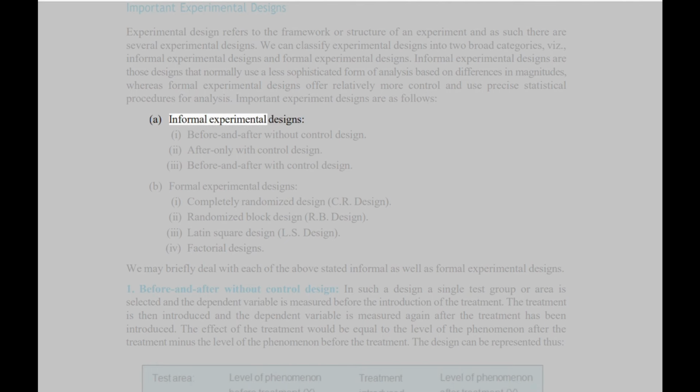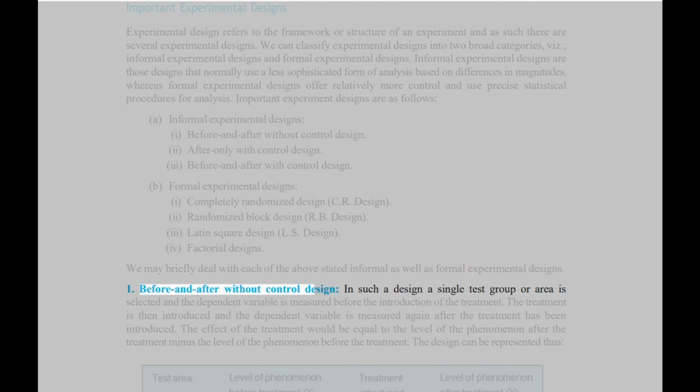A. Informal experimental designs. 1. Before and after without control design. 2. After only with control design. 3. Before and after with control design. B. Formal experimental designs. 1. Completely randomized design, CR design. 2. Randomized block design, RB design. 3. Latin square design, LS design. 4. Factorial designs. We may briefly deal with each of the above stated informal as well as formal experimental designs.